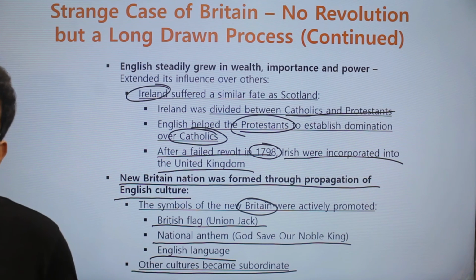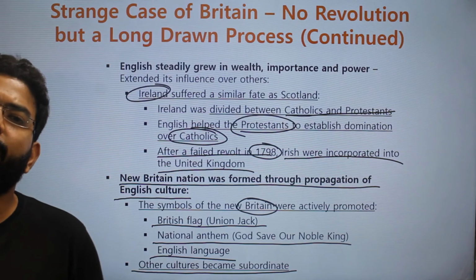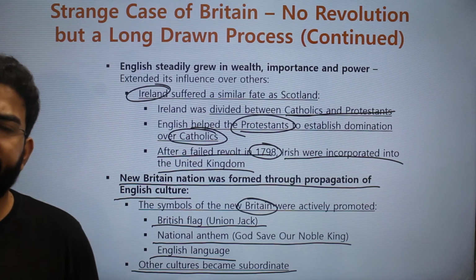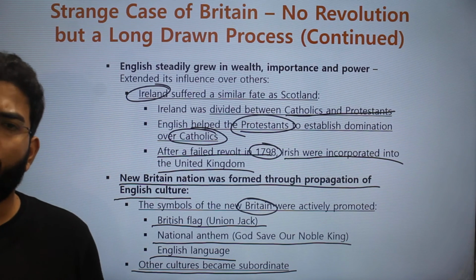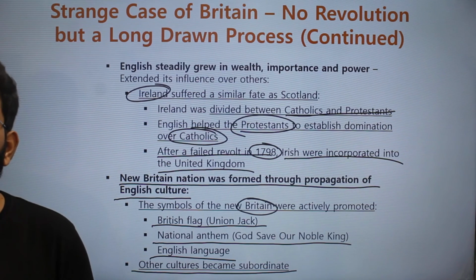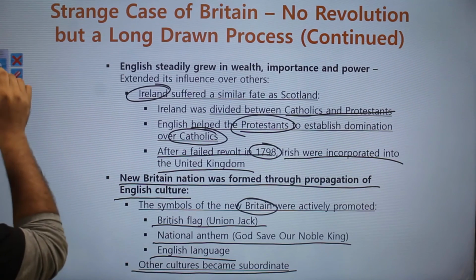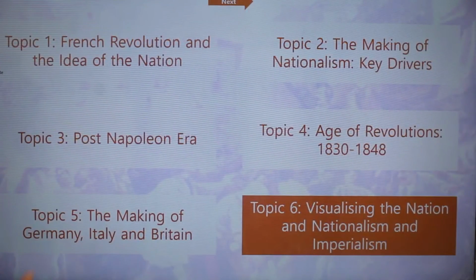This was a slow drawn-out process over 120 years, but over these 120 years, without a revolution, the English actually subordinated the nearby neighbor states of Scotland and Ireland and made them part of the United Kingdom. So this is about the three nations of Britain, Italy and Germany.